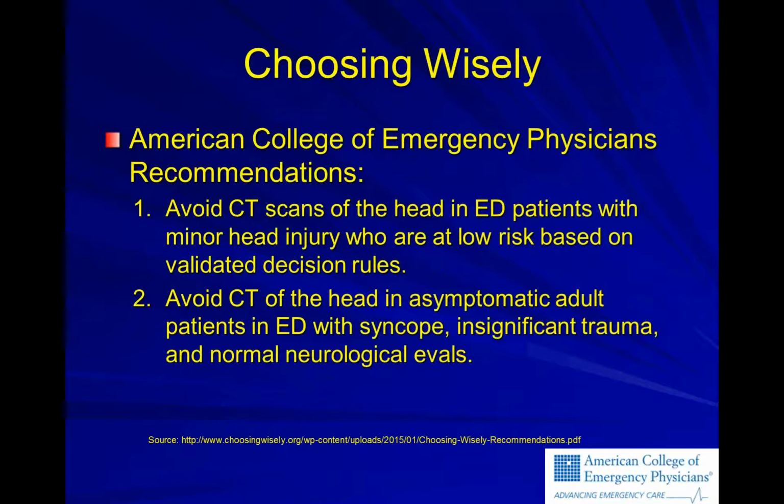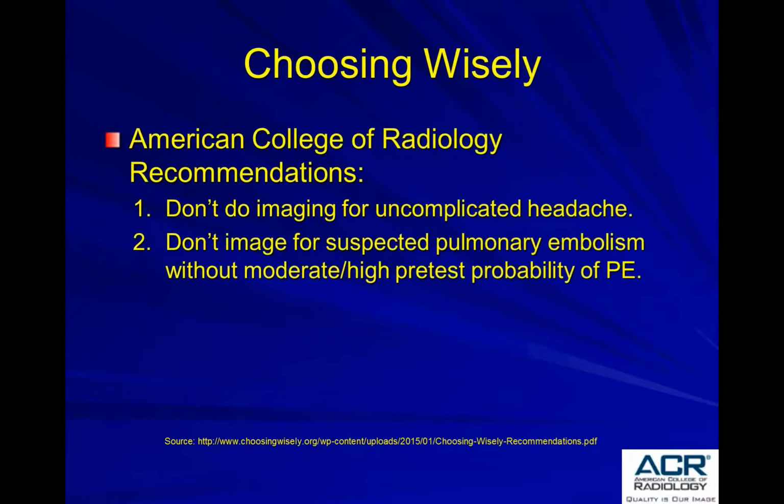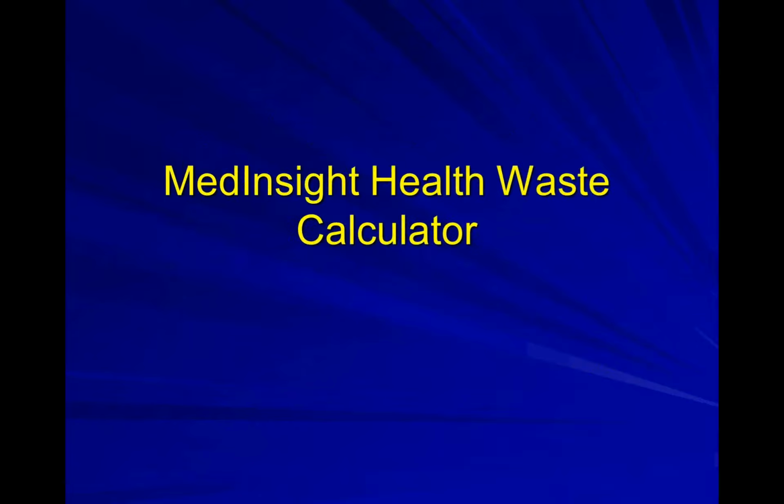Here's the radiology one. Don't do imaging for uncomplicated headache, and don't image for suspected pulmonary embolism without moderate or high pretest probability of a pulmonary embolism. If you note, one of the problems there is that it's hard to tell how do you identify what moderate or high pretest probability is, and how do you know if a lot of those services are being delivered? And this is where the health waste calculator comes in.